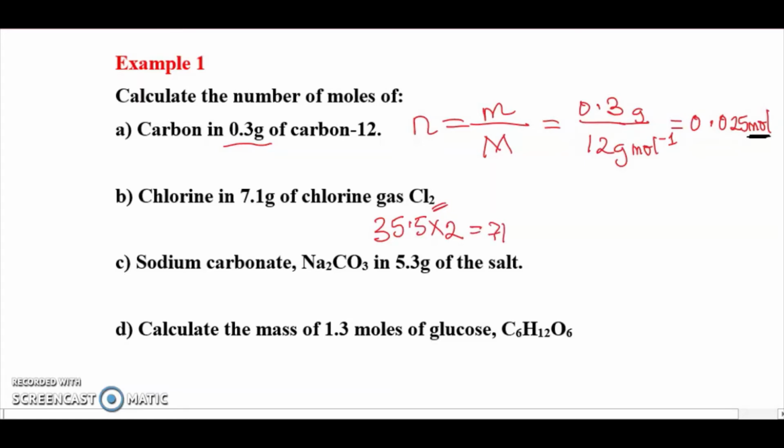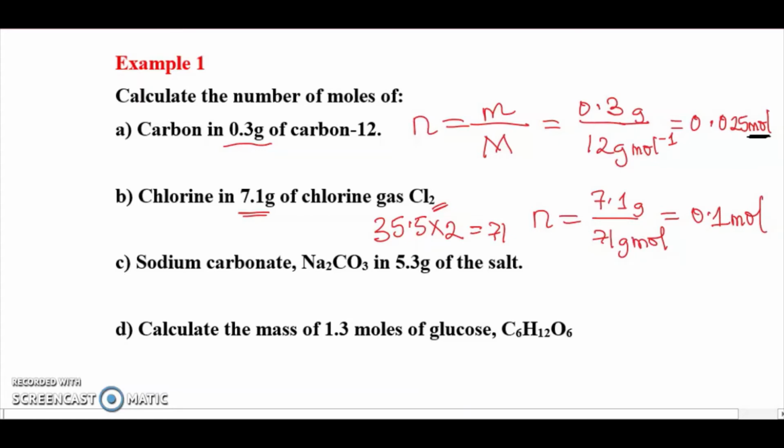So the number of moles then, let's have it. Number of mole is equal to the given mass. This is the given mass in the question, 7.1 grams, divided by 71 grams per mole. What do we have? We have 0.1 mole. So that's it. Pretty simple, right? Let's look at the next.